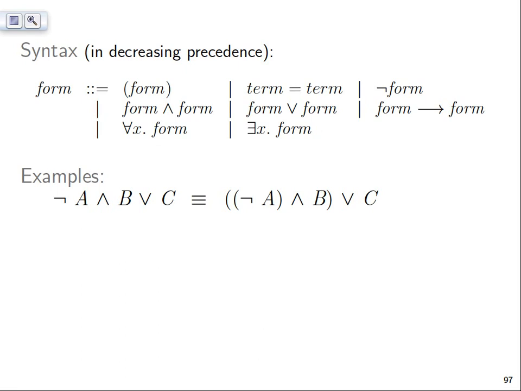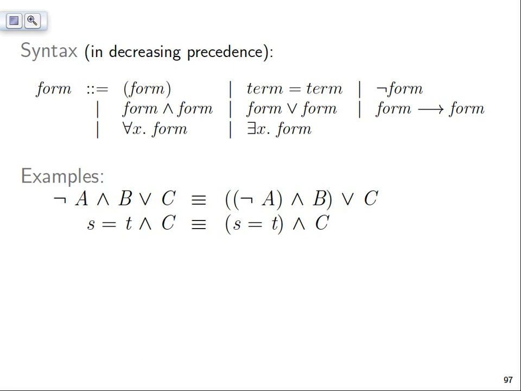decreasing precedence. That means equality binds very tightly, negation binds a bit less tightly, but and binds more tightly than or, and so on. So if you write this formula according to the sequence of alternatives in the grammar above, the not binds most strongly, so the parentheses are around the not, then the and binds more strongly than the or, and then finally the or is on the outside.